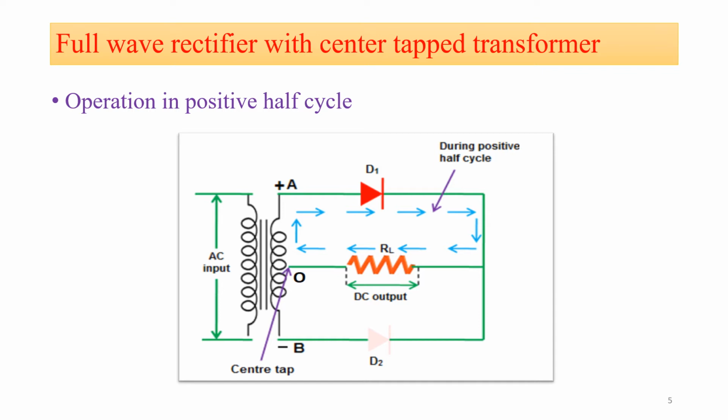Now, when A is positive and B is negative, please see the connection of the diodes. The anode terminal of diode D1 is connected to the positive terminal A, and its cathode is connected to the O terminal of the secondary winding. So, as the anode is connected with positive and the cathode is connected with O, that is negative, your diode D1 will be in forward bias condition.